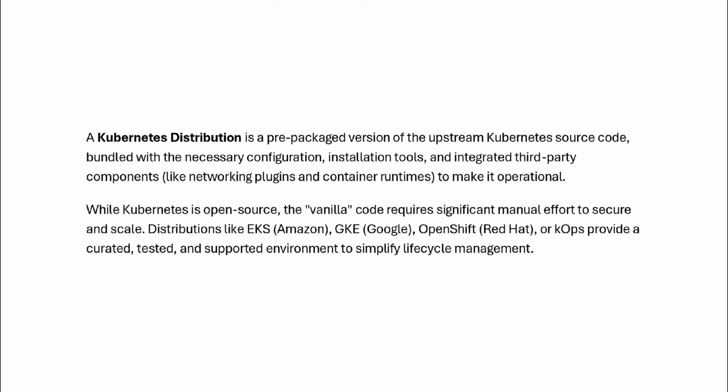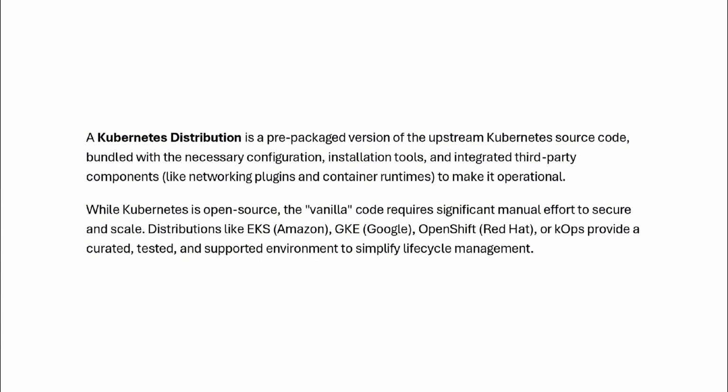A Kubernetes distribution is a prepackaged version of the upstream Kubernetes source code, bundled with the necessary configuration, installation tools, and integrated third-party components like networking, plugins, and container runtimes to make it operational. While Kubernetes is open source, the vanilla code requires significant manual effort to secure and scale. Distributions like Amazon EKS, Google GKE, OpenShift, that is for Red Hat, or kOps provide a curated, tested, and supported environment to simplify lifecycle management.